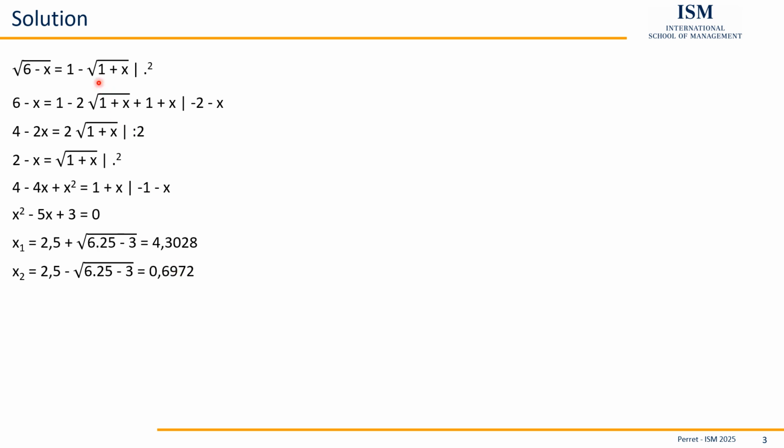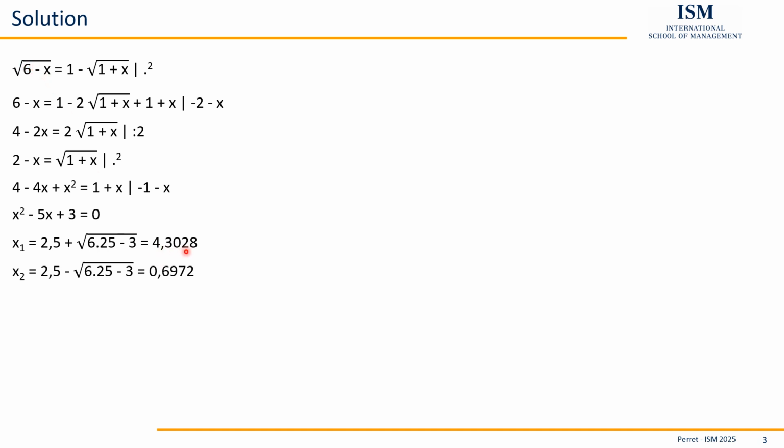Well, I have a root expression here, so I have to check whether those two solutions are also feasible. So I have to check whether I'm allowed to insert them in the original equation. Why am I doing this? Well, I'm only allowed to take the square root of positive numbers and 0, so not of negative numbers.